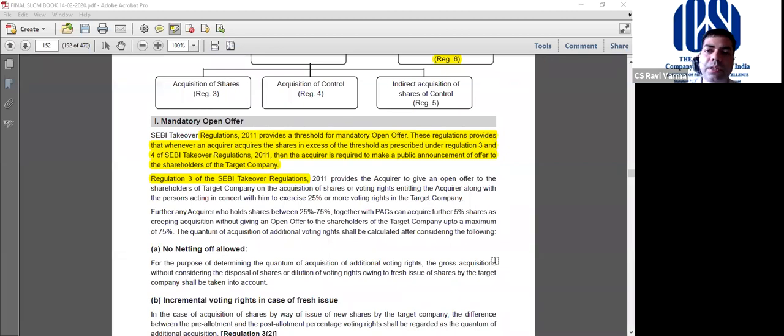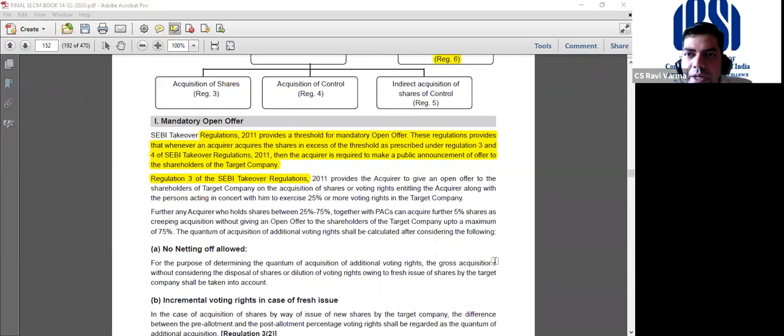Again, I'll come back. Say, for example, the open offer rule says once you acquire 25% or more, you will make an open offer. Suppose I have acquired 25% from a promoter. I made an open offer. Under the open offer, I received 5% more shares from the public. Now my total shareholding is 30%. So now, beside this 30%, on any day I can start market purchases, like after 30 days, 10%, 15%.